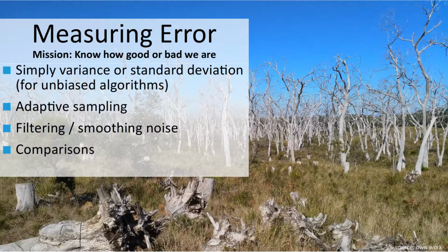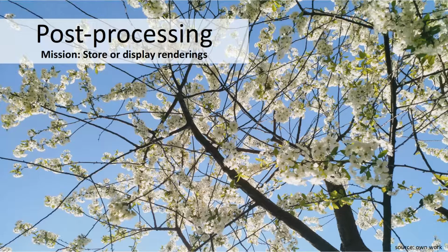And here comes the summary slide. We have our mission accomplished. We now know how to judge the quality of our rendering work. For unbiased algorithms, like path tracing, that is simply measuring the variance or standard deviation. We can use that knowledge to throw more samples at problematic areas, smooth out noise specifically in problematic areas, or simply compare rendering and sampling strategies. That here in the background is my cherry tree in Poland.